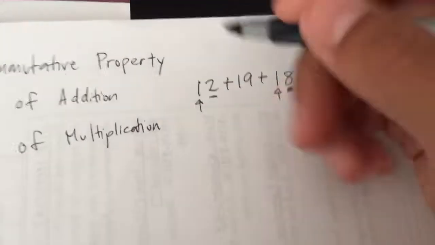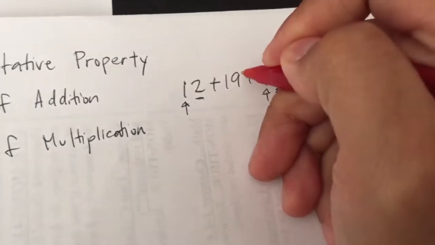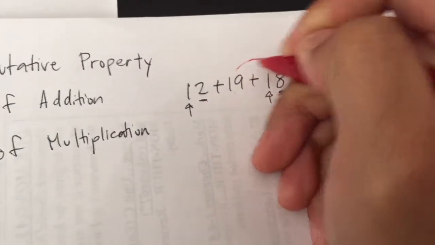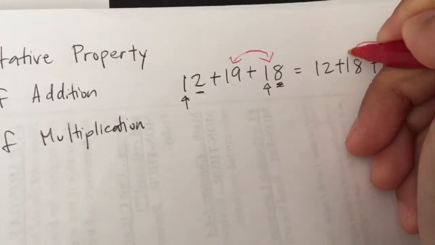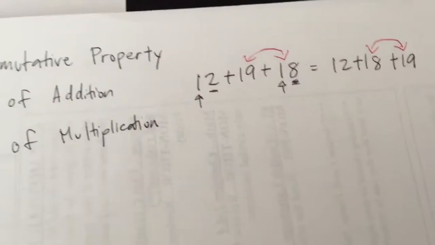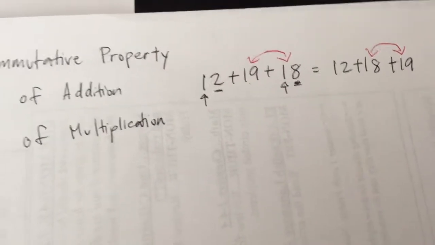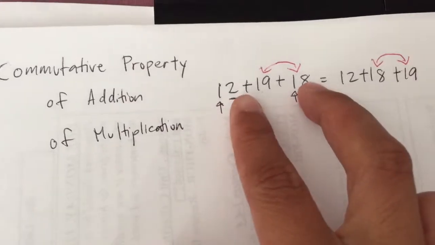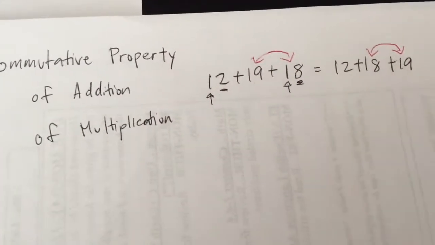When you're just switching two numbers, like I did here, you could see that the 19 and 18 switched positions. However, everything else stayed the same. The sum will stay the same. The answer will still be the same. And the reason why you'd want to do that is just for quicker ways to add, especially if you see in the back ones, something that adds up to 10.